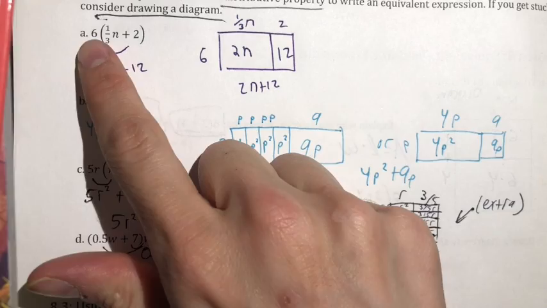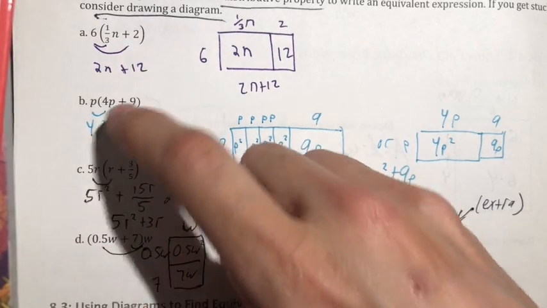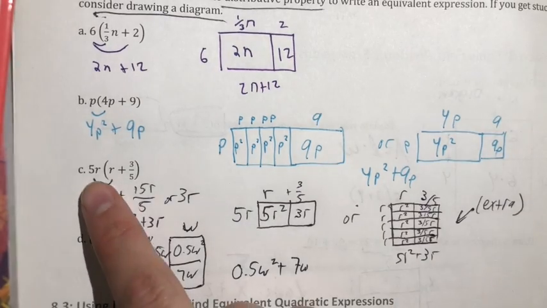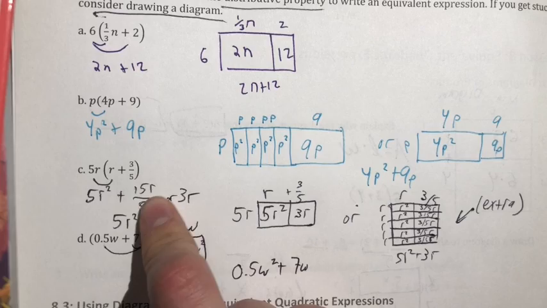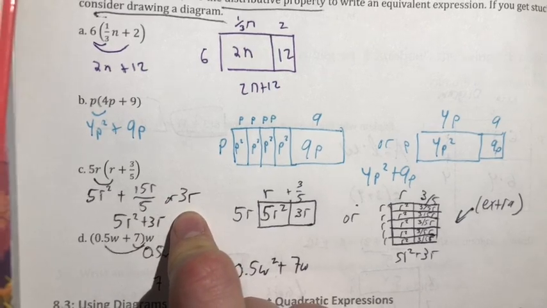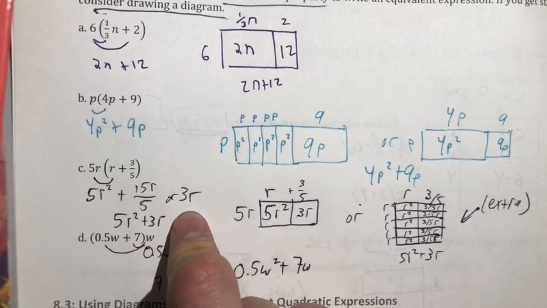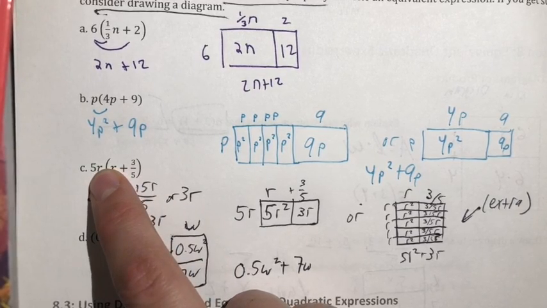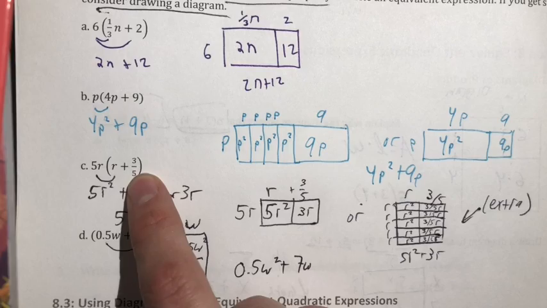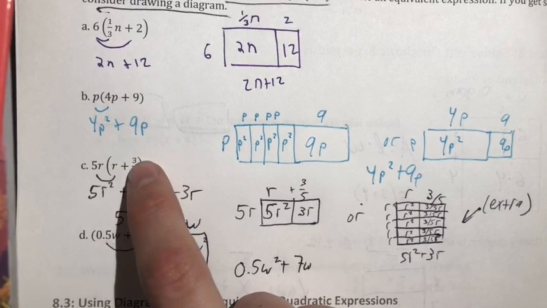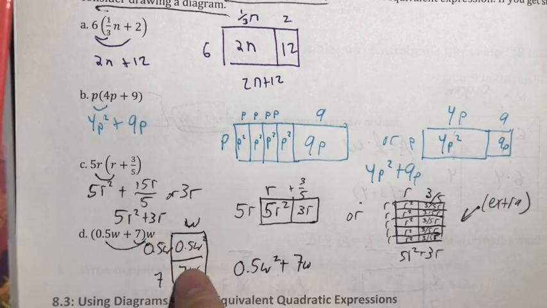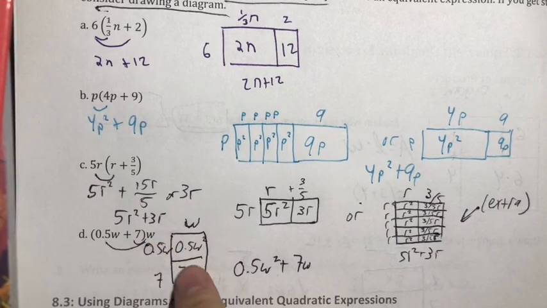So yeah, 6 times the third n gives you 2n, 6 times 2 is 12, p times 4p is 4p squared, p times 9 is 9p, 5r times r is 5r squared, 5r times 3/5 gets you 15r over 5, or just 3r. You have calculators available, you may use them, but also notice the 5 as the multiplier cancels out the dividing by 5 in the fraction, so it would just be 3r. 0.5w times w, 0.5w squared, 7 times w, 7w.